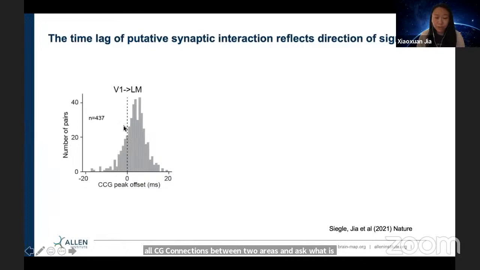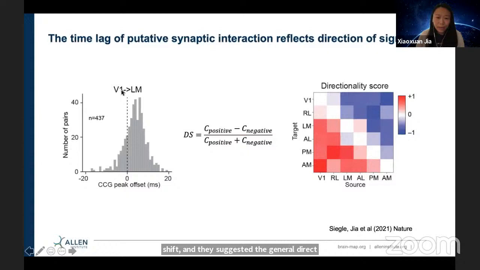Here I'm showing the distribution of CCG peak offset from V1 to LM. You can see the distribution has a positive shift, and this suggests that the general direction is from V1 to LM. We can use a directionality score to calculate the asymmetry of this distribution, which is quantified by calculating the difference of the number of positive and negative connections normalized by the total number of connections. And calculating this directionality score for all pairwise areas, we can create a directionality score map with the source and target areas arranged according to the anatomical hierarchy.